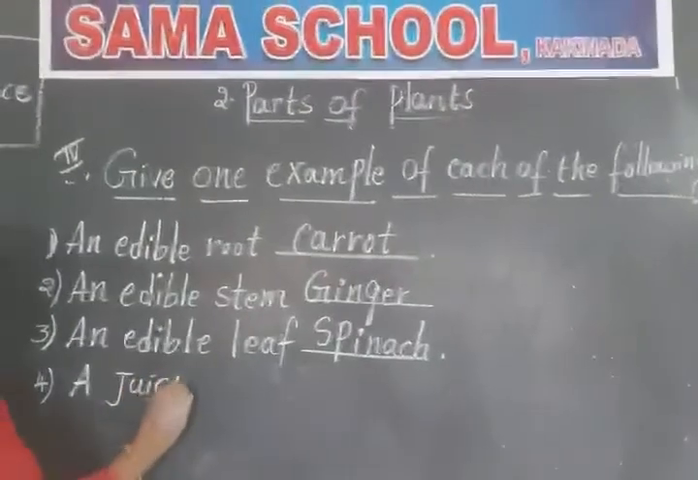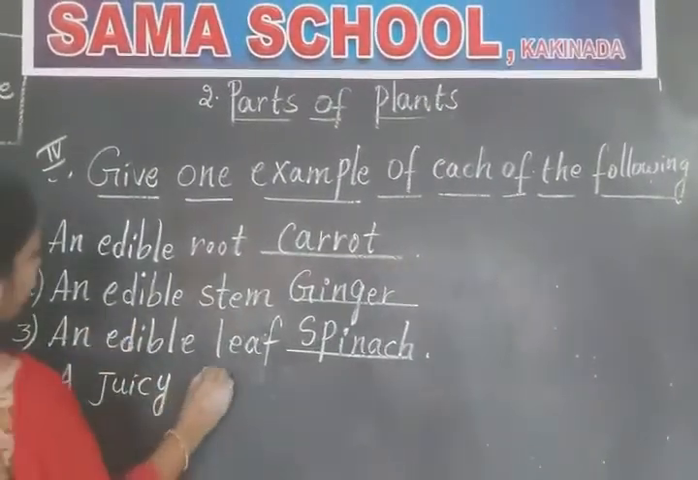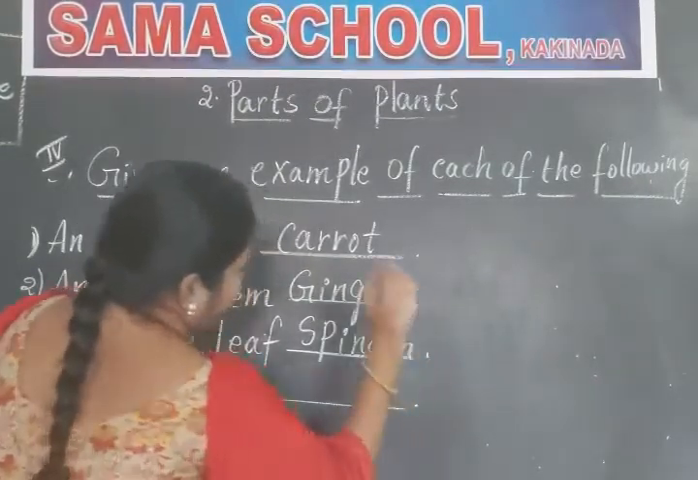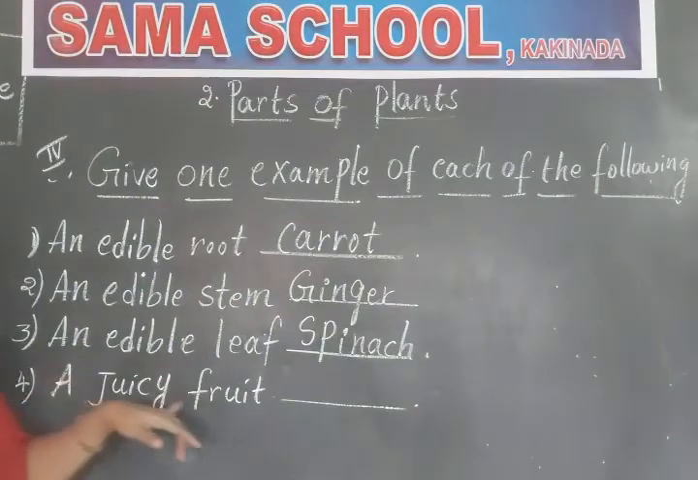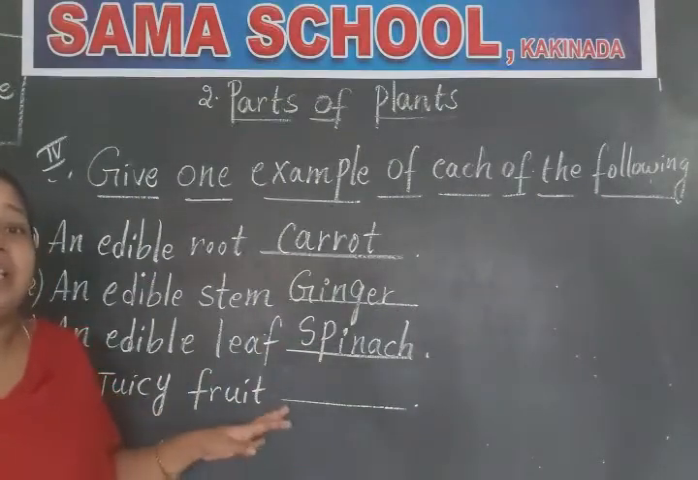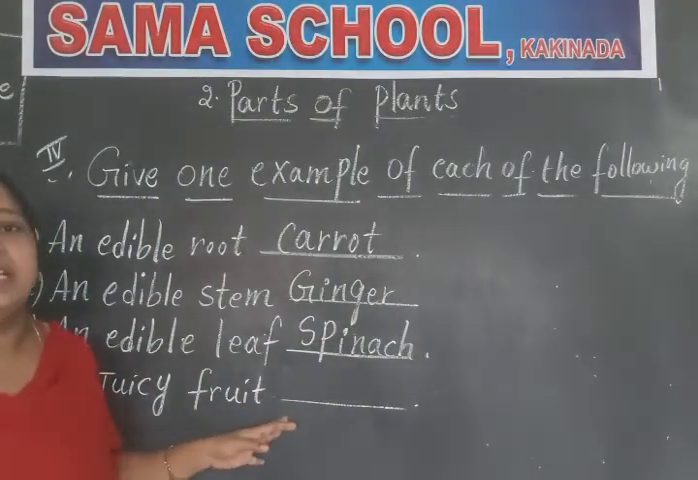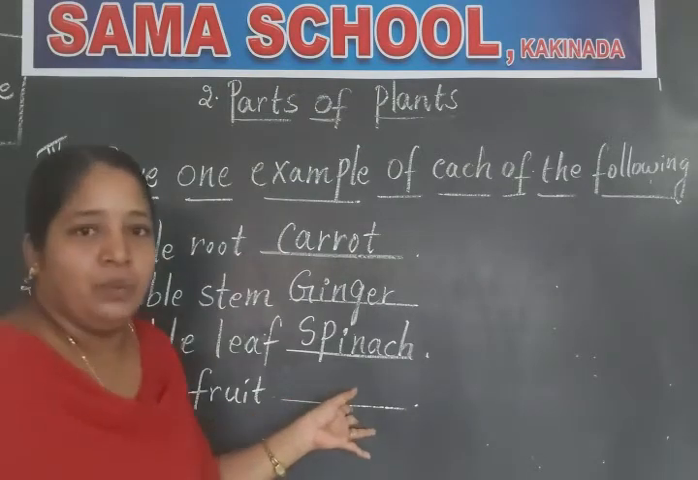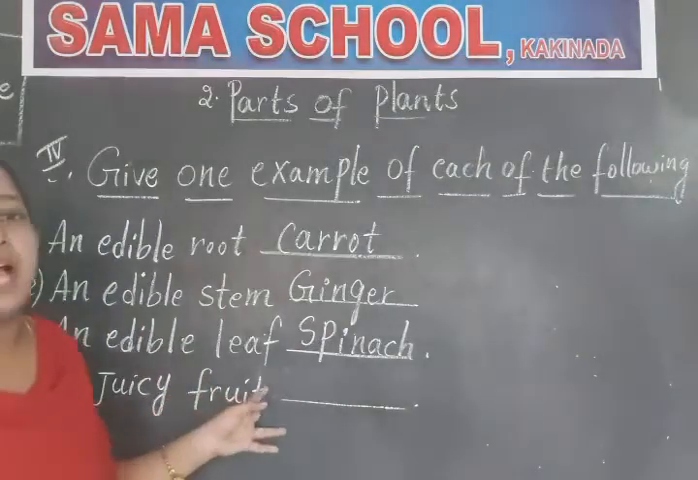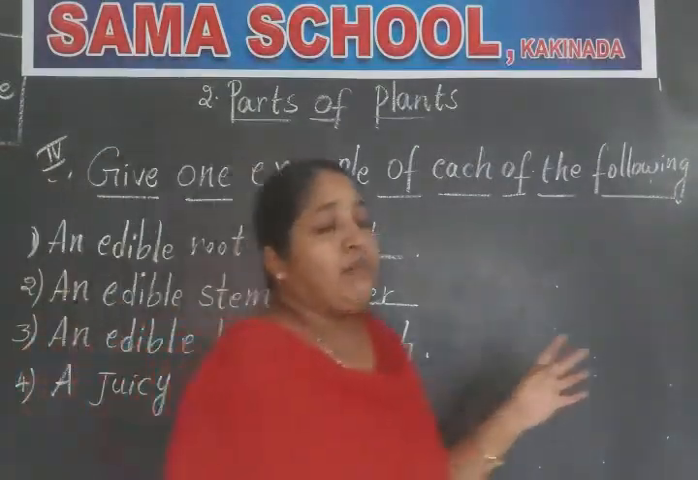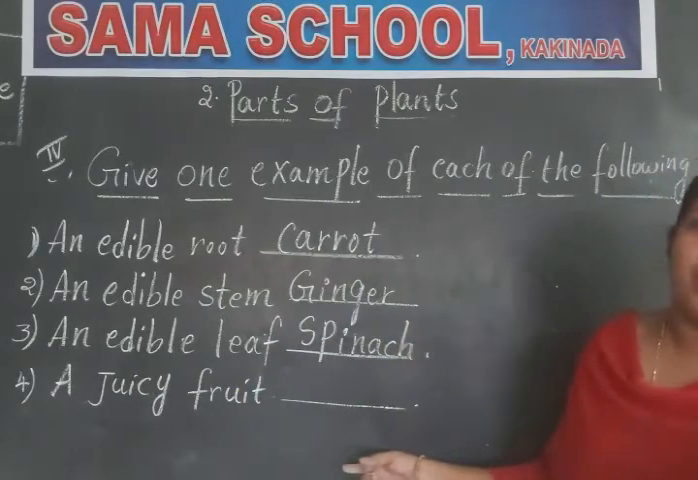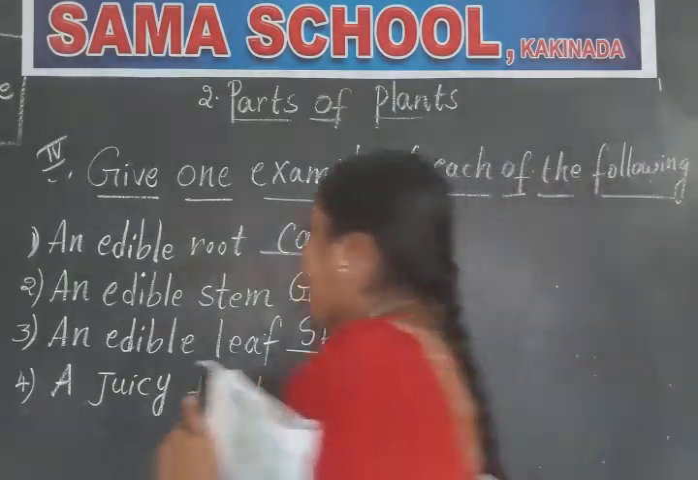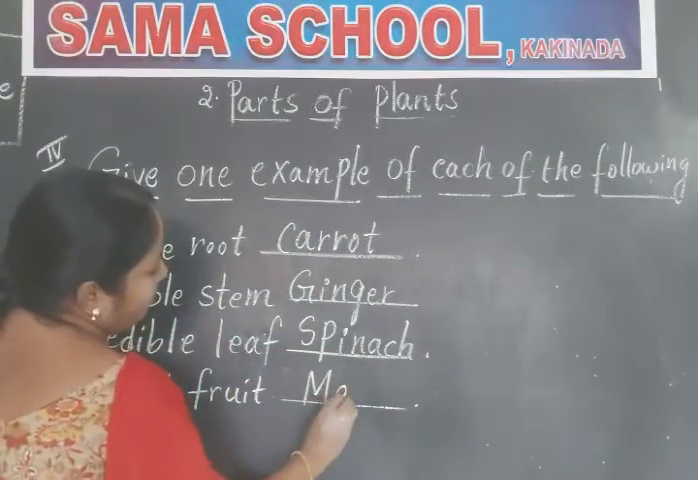A juicy fruit. Okay children, your favorite fruit, the king of all the fruits, mainly grows in the summer season. Now tell me, what is that fruit? Yes, mango. Mango is an example of a juicy fruit, most of the children like it very much, and mango is the king of all the fruits. So a juicy fruit is mango.